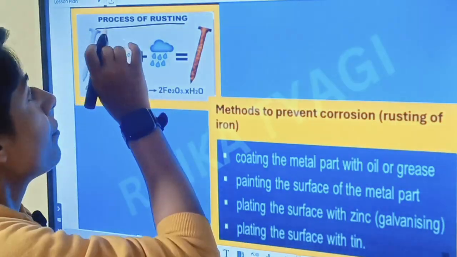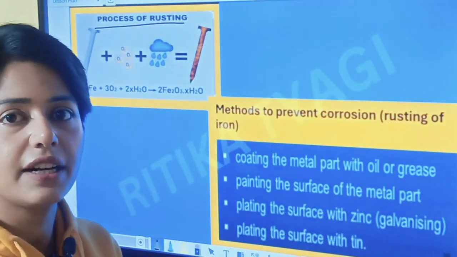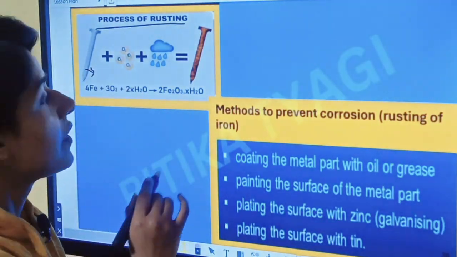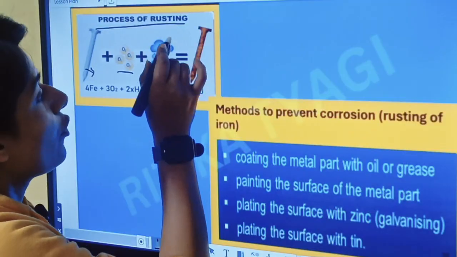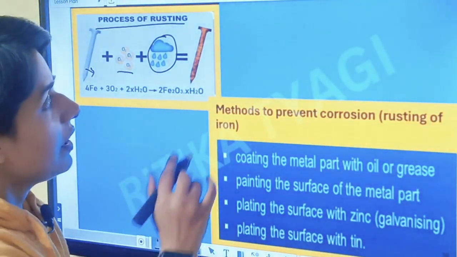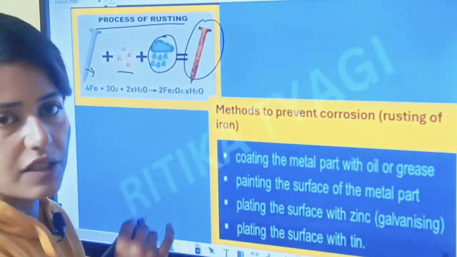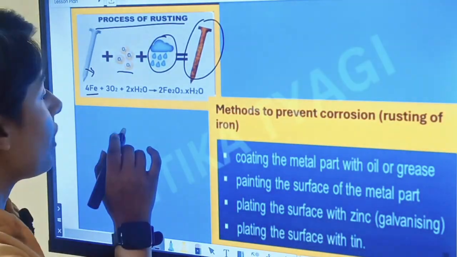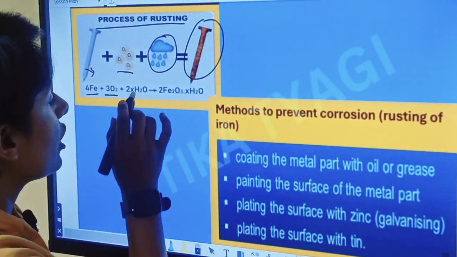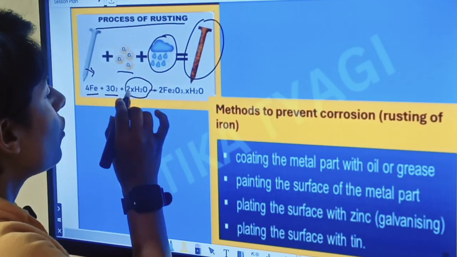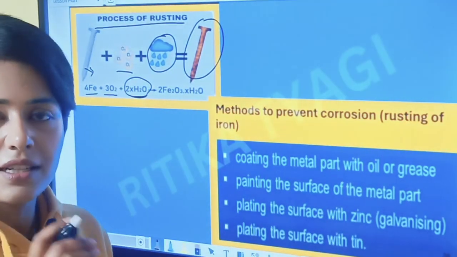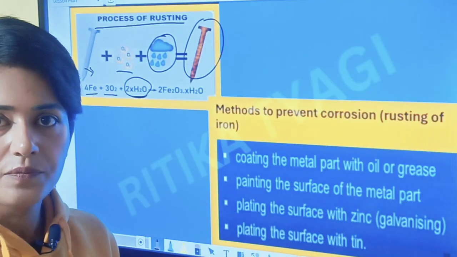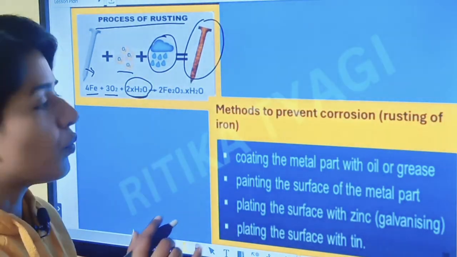Here it is showing the process of rusting, how rusting of iron takes place. As shown, an iron nail, oxygen molecules and drops of water from rain, then the iron nail gets rusted. So here 4 Fe atoms react with 3 oxygen molecules and 2x molecules of water. 2x is considered because the number of molecules in the surrounding cannot be counted. So it is taken as 2x.